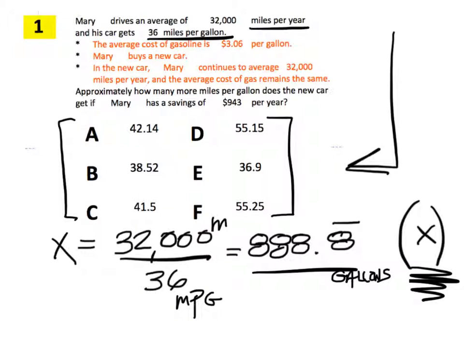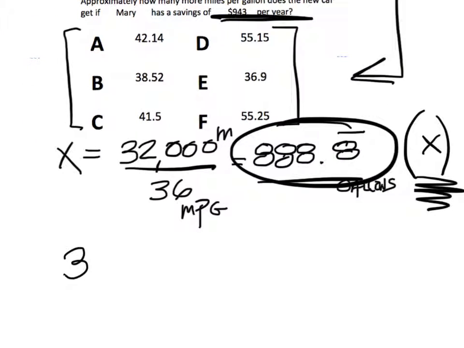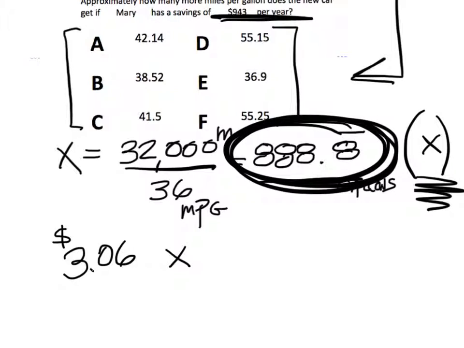Well, she saved $943 by buying a new car. Well, how much did she spend on gas before she bought the new car? How can we find that? If we just found the number of gallons, times that by 3.06. Yeah, $3.06 per gallon. So we'll go $3.06 per gallon times this number, which is represented by what variable in our calculator? X. And I just used an X for the times symbol there. So I'll just make it a big giant dot.